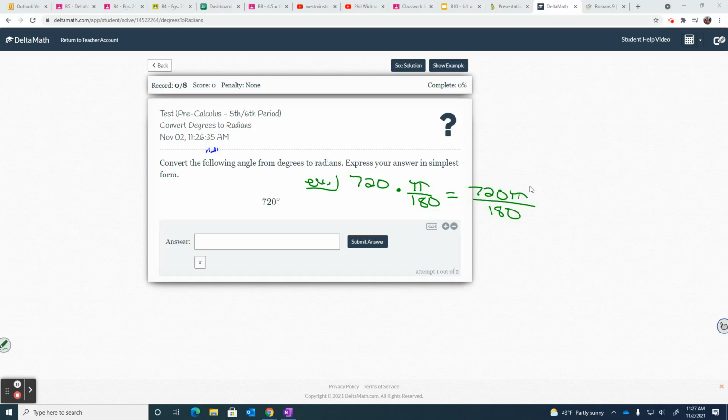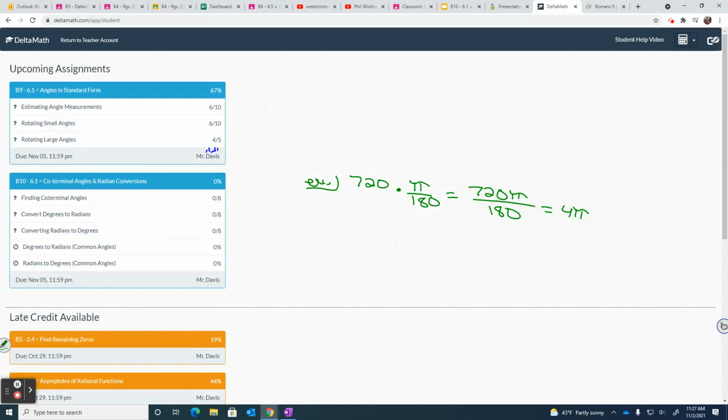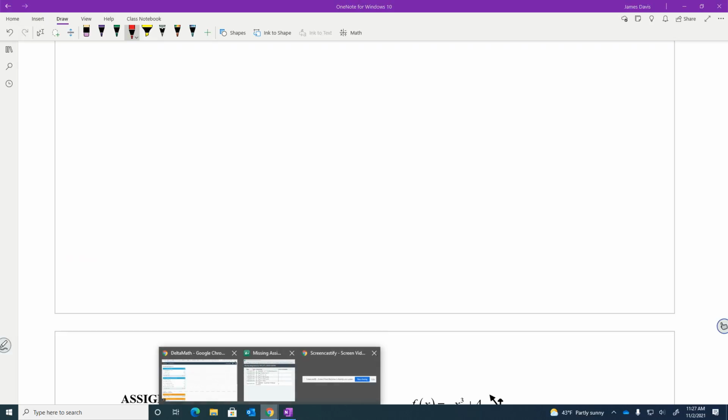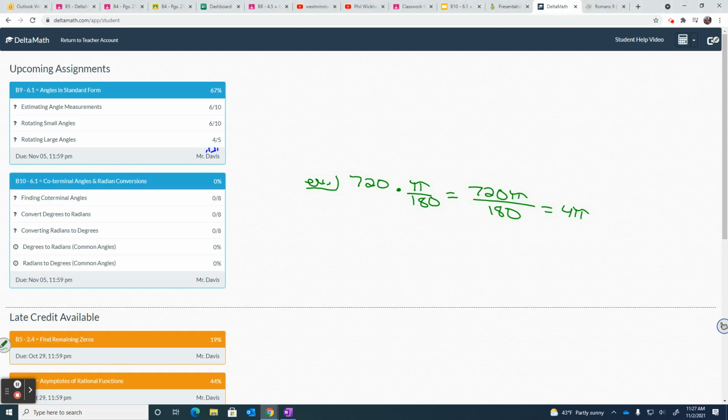You can do it on your calculator if you want to. 720 divided by 180. And you actually just get 4, so you don't even need to reduce it. It's 4 pi. So that's what we type in. It has the pi symbol for you. You're just going to type 4 and then pi. So generally that's the easier, but neither of them are hard. The last thing we need to cover is radians to degrees. So how do you go the opposite way?